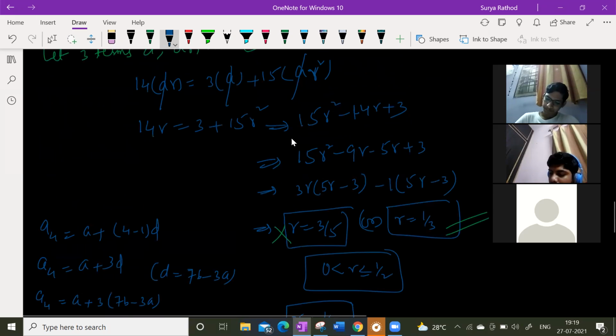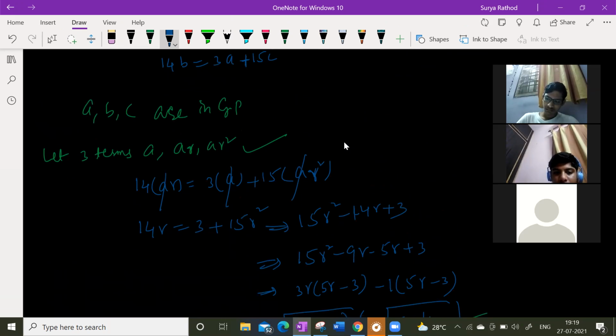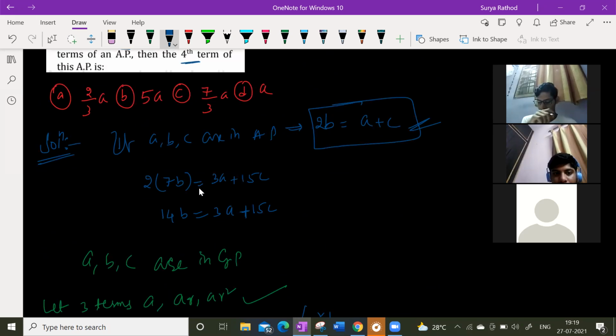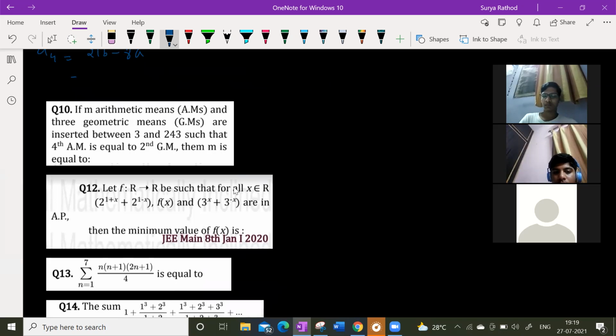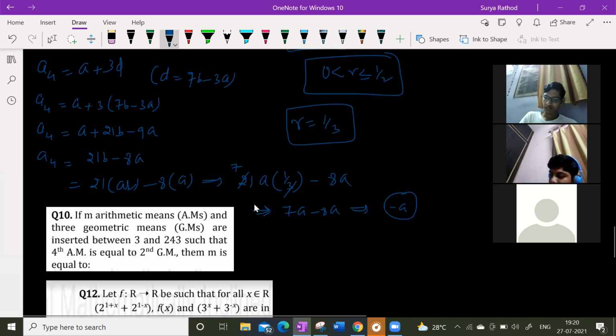Now what is my B value here? How can I find out? What is B? B is AR, right? Let us substitute. B is equal to A into R minus 8 into A. So 21 into A into R, where R is 1 by 3, minus 8A. 7 ones are 7, 3 sevens are 21. So 7A minus 8A is equal to minus A. So A is my answer.